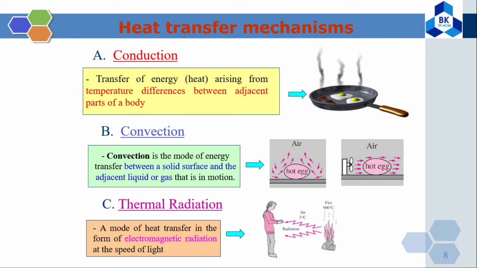You learn in heat transfer that if we separate them, there are three main heat transfer mechanisms, called conduction, convection, and thermal radiation. Conduction means the transfer of energy or heat arising from the temperature differences between adjacent parts of a body. For example, look at the picture.